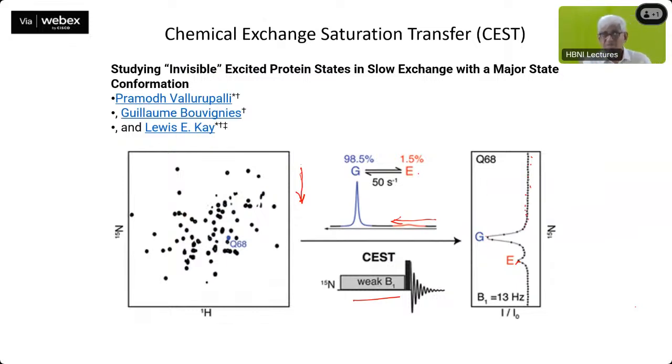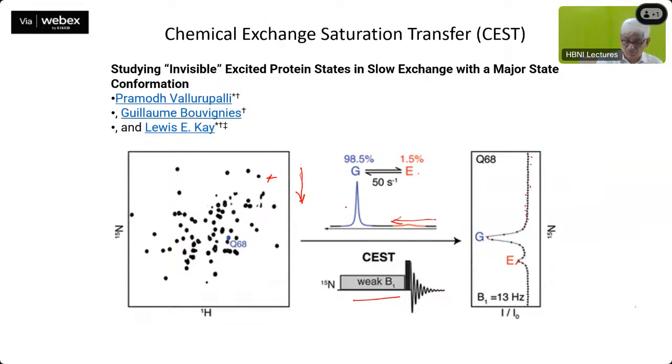The idea is taken from imaging. In the imaging case, it is the water. Here it is the ground state and the excited state of the particular residue. So which residue is exchanging with what excited state? That is what we are trying to figure out here. If you identify that a particular residue is getting affected, then you will know what it is exchanging with and what the chemical shift of that exchanging state is.